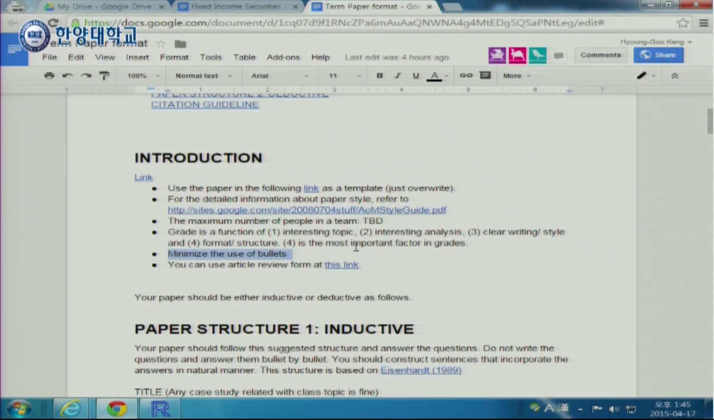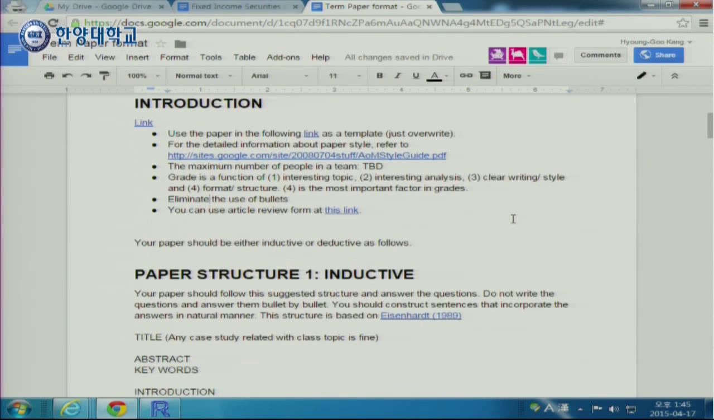Minimize the use of bullets. Everything should be in essay form. No bullet-like things. Okay, you don't minimize, remove. Eliminate. Everything should be in sentences and paragraphs. No bullet things. Okay.